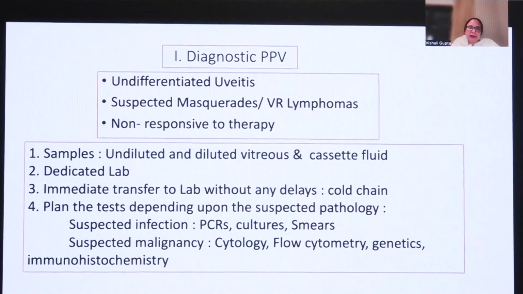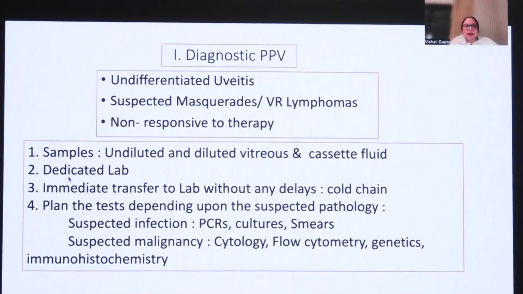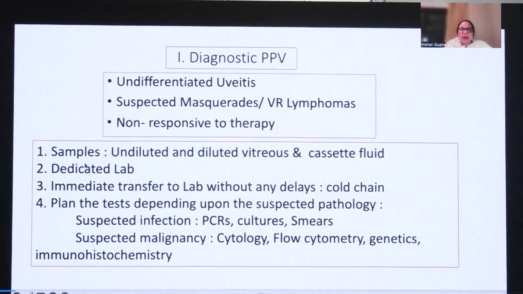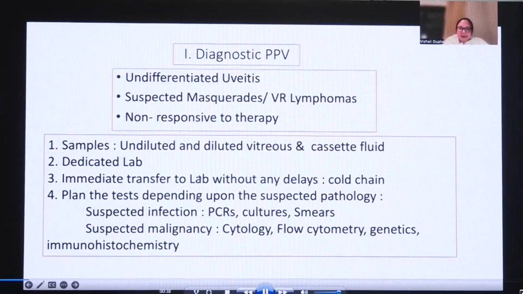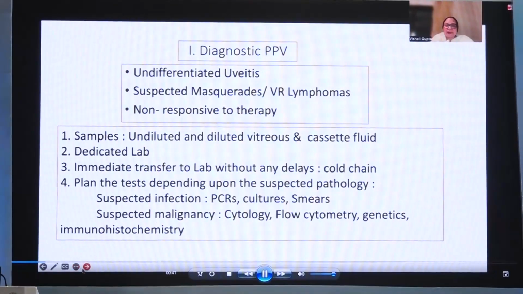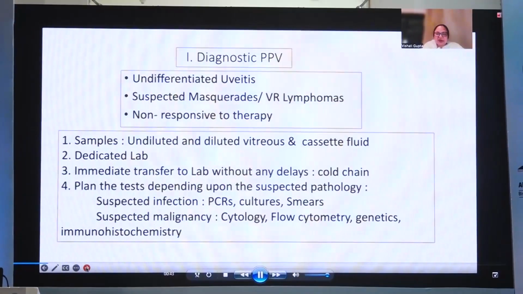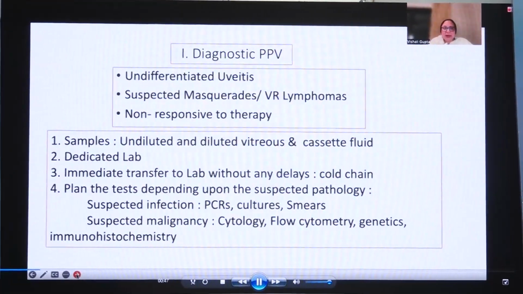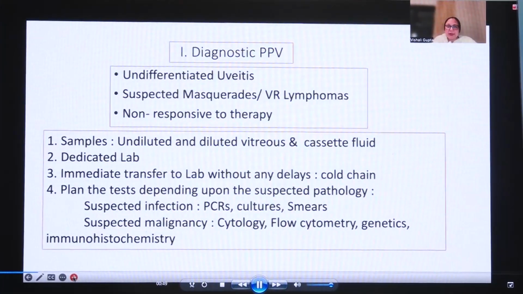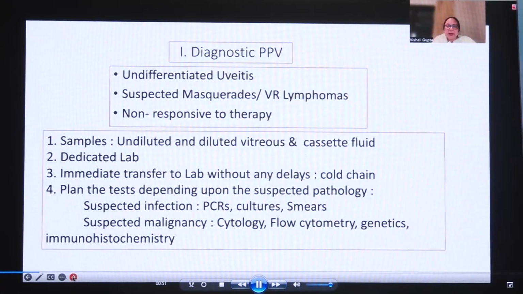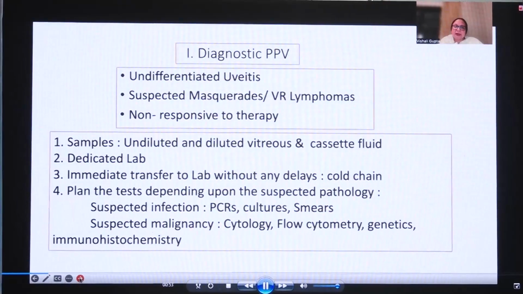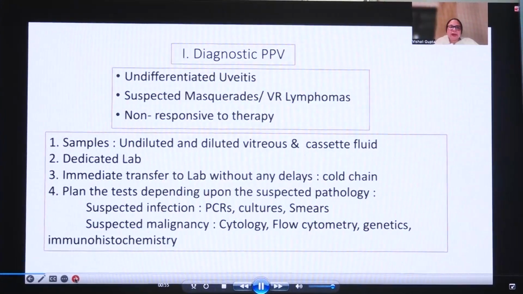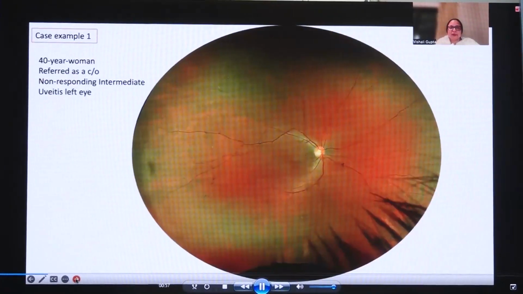Technically, it's not difficult to do vitrectomy. However, one has to take care that the samples are well respected, taking both diluted as well as undiluted samples, cassette fluid. There should be a dedicated lab where the samples should be transferred without any delays in the cold chain, and the pathologist should exactly know what you are looking for.